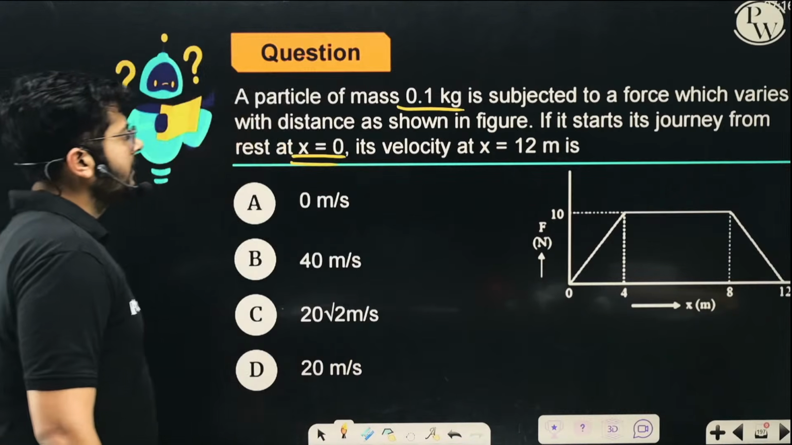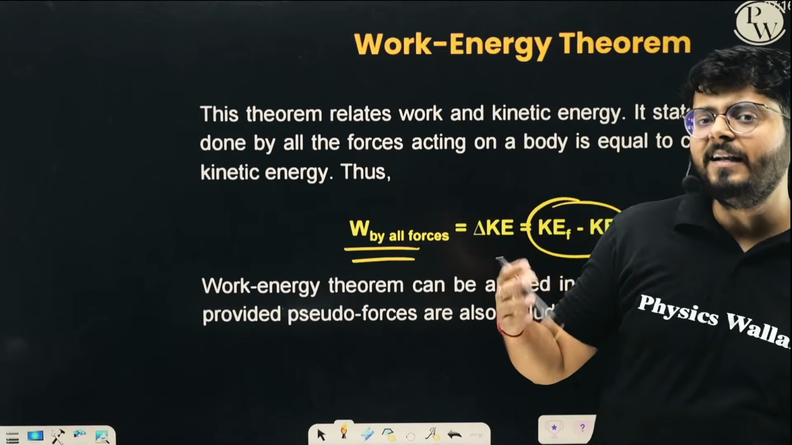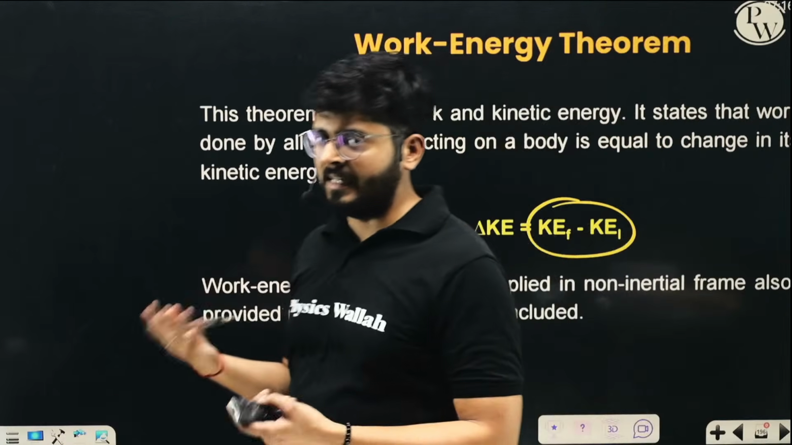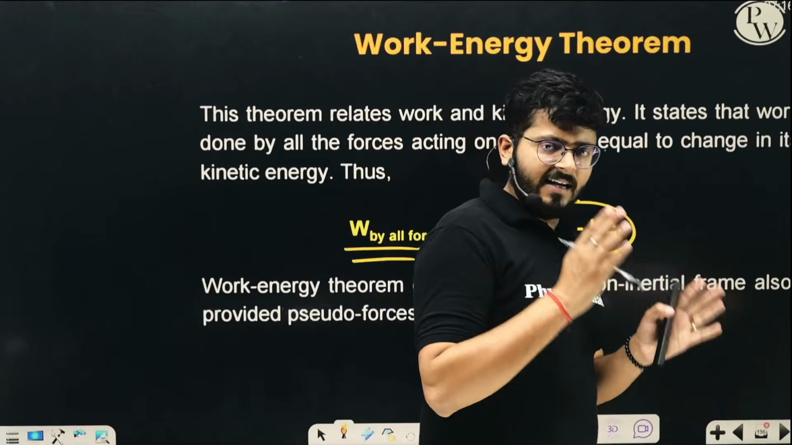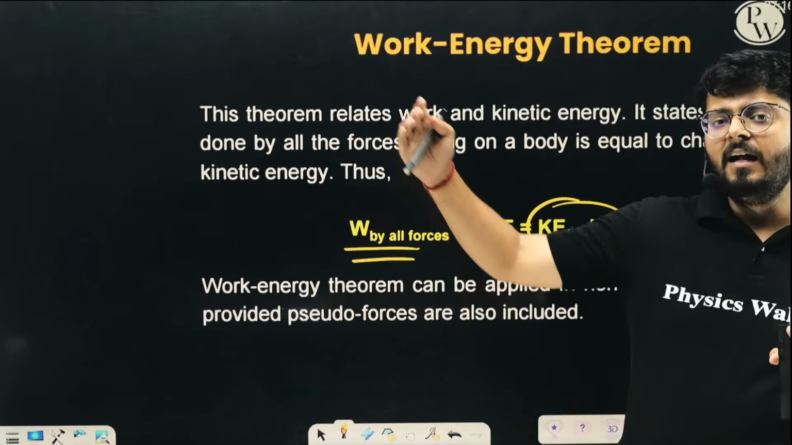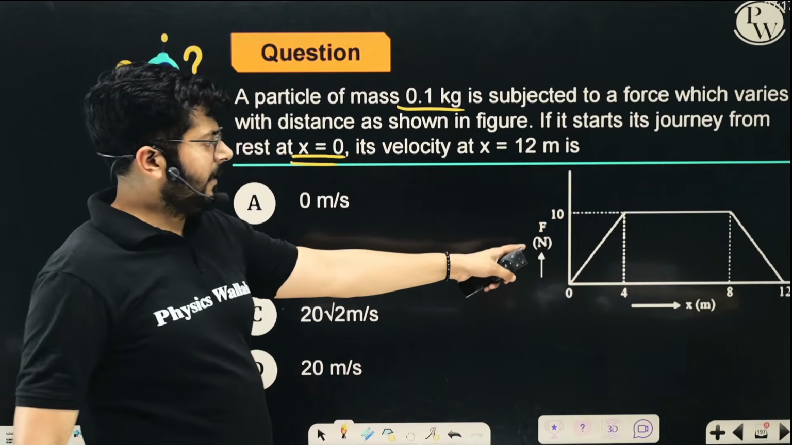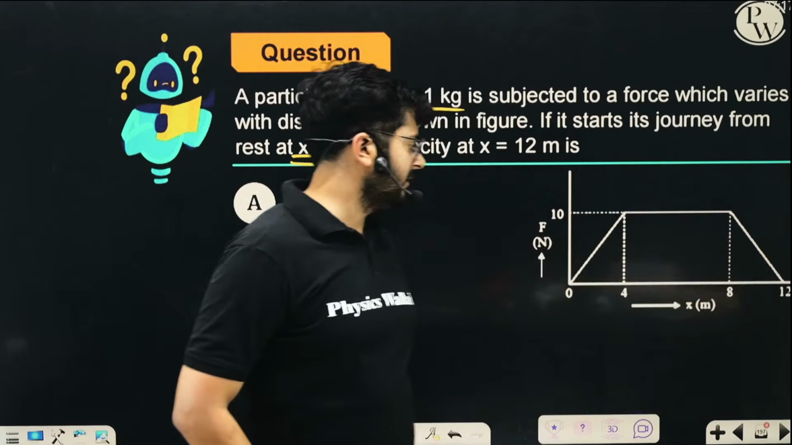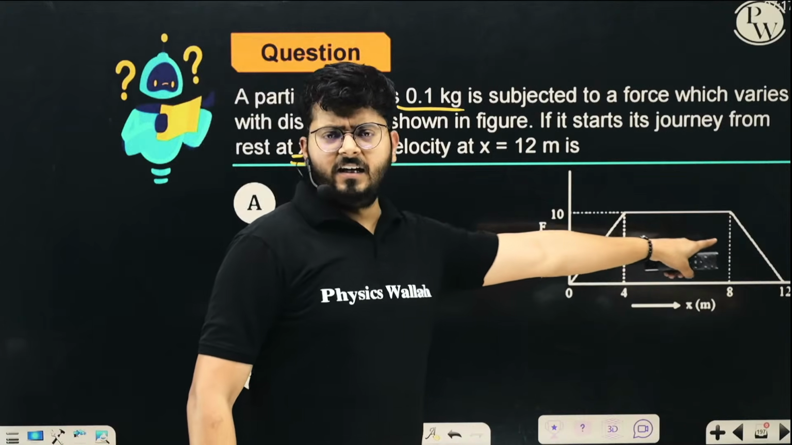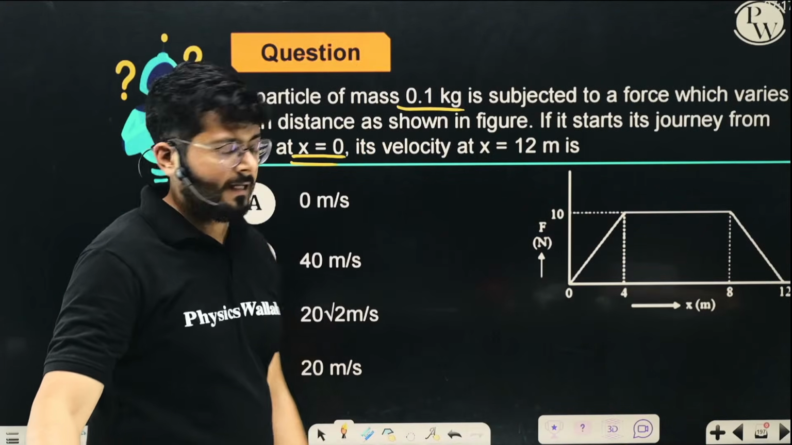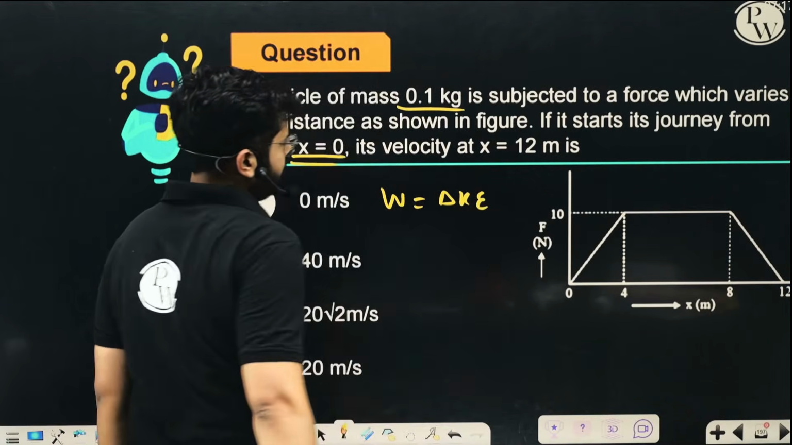My dear kids, the work energy theorem is simply telling you whatever work you have done will reflect in the form of change in the kinetic energy. If you have done 200 joules of work, the kinetic energy of the body should ideally increase by 200 joules. So here, the force is clearly changing with the displacement, so it's a variable force. But if you can calculate the area under the curve, it will give you the work done, and the work done is basically the change of kinetic energy.